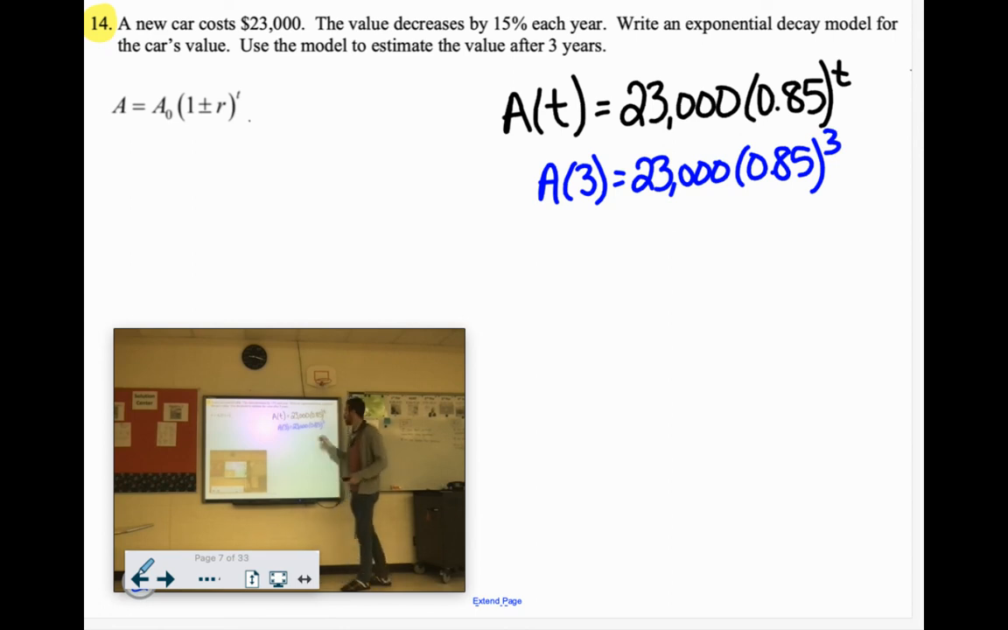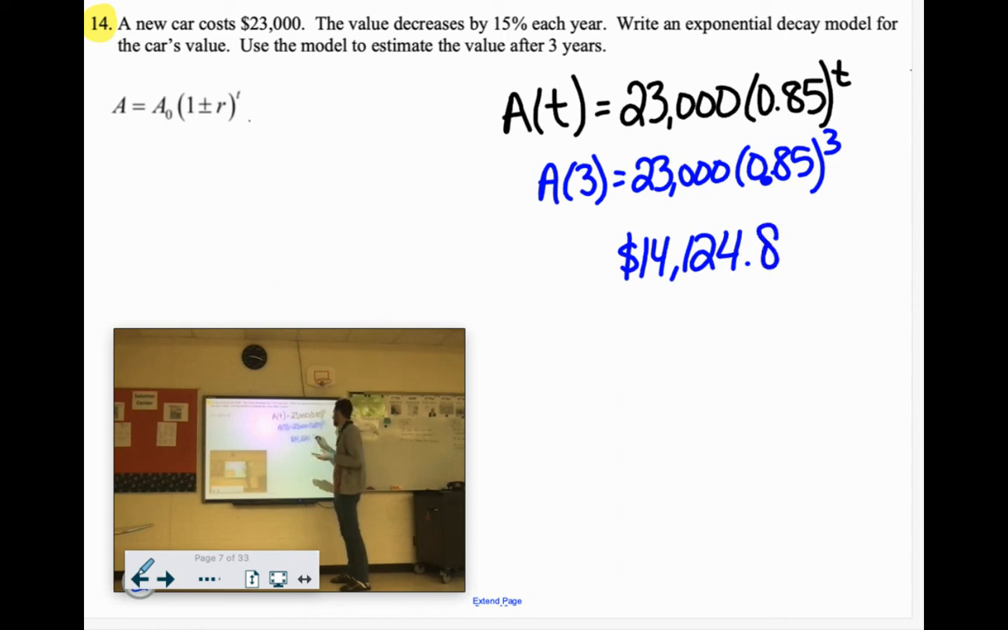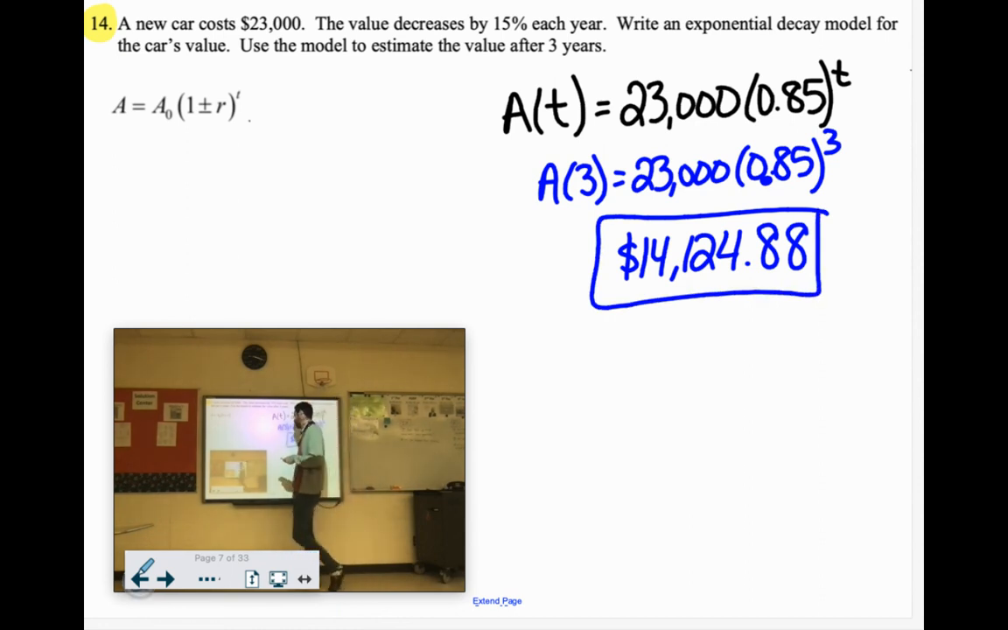You know the song. I hope you were singing along at home. Doesn't look like the decimals there. Wow, it's just getting worse. 23,000 times 0.85 to the 3rd, $14,000. $14,124.88. Mine said 0.875, but you're not going to say 87.5 cents, right? Come on, that's just silly.